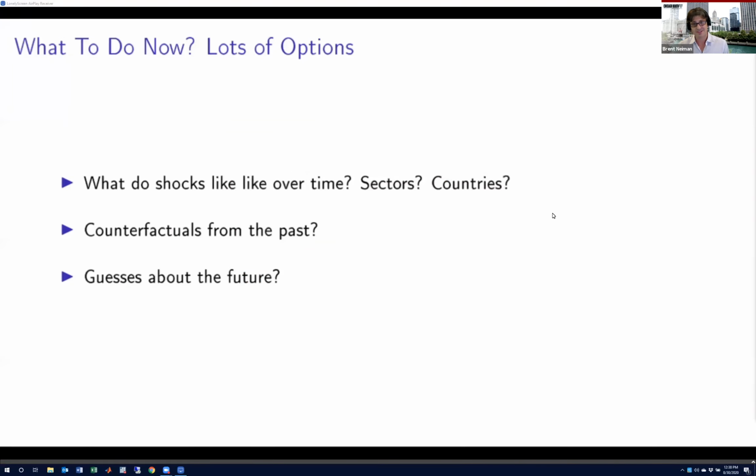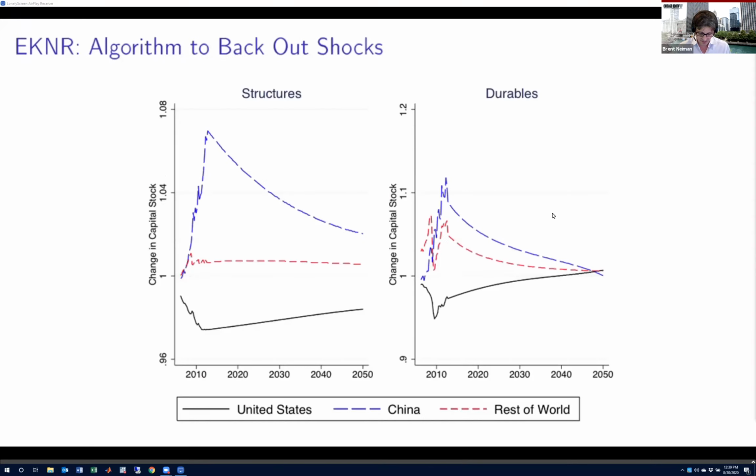Once you've got all this stuff, well, then you can do some pretty neat things. And here's where I kind of wanted to make sure to get to. I know I'm eating a little bit into everyone's lunch, but this is to showcase what all this work would deliver. So you can do things like ask, how did these shocks look over time? Which itself is pretty interesting, especially when you compare across sectors, across countries. You can run counterfactuals from the past. You can make guesses about the future. These are the sorts of things you can do. And let me give you an example.